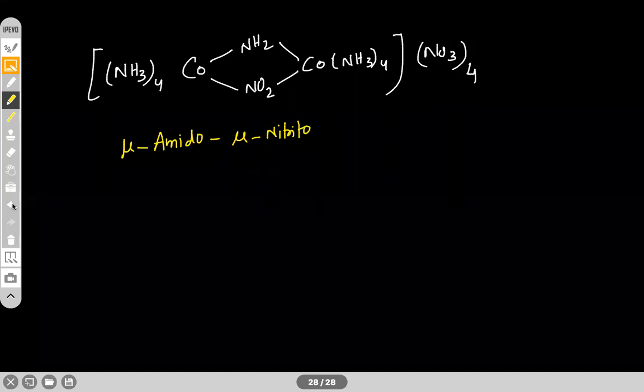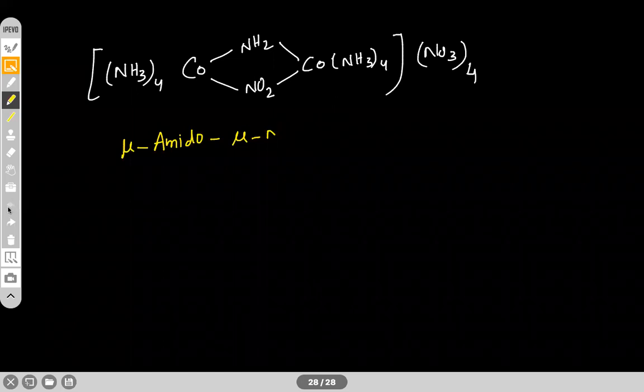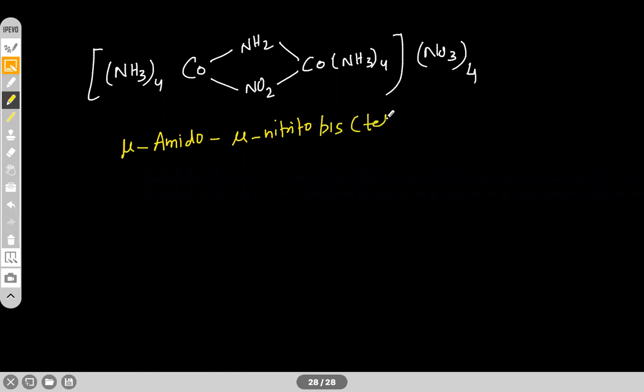Oh, here we have a small n here, right? Small n, nitrito. Okay, then we have two times here, tetraammine. So we'll write down bis, open bracket, tetraammine, cobalt. What is the oxidation state? What is the charge? Nitrate. Tell me the charge here. NO3 minus. So 4 minus. So 4 plus on this, right? Minus 1. So plus 6 divided by 2. Plus 3 we will have.